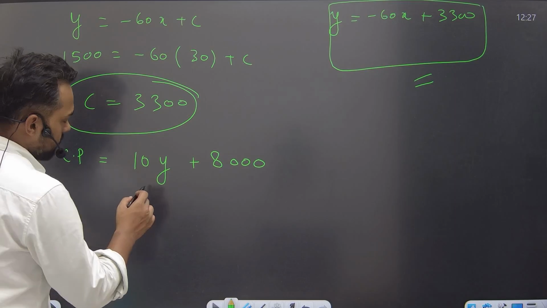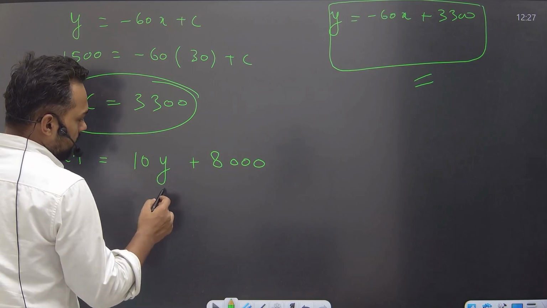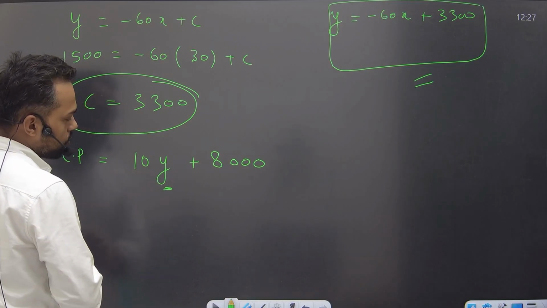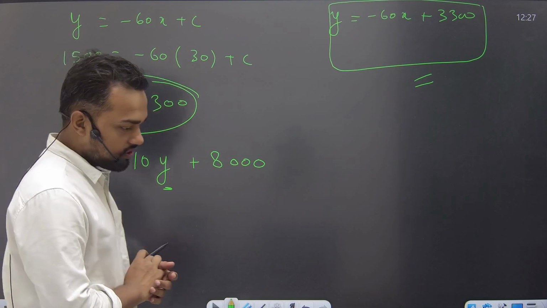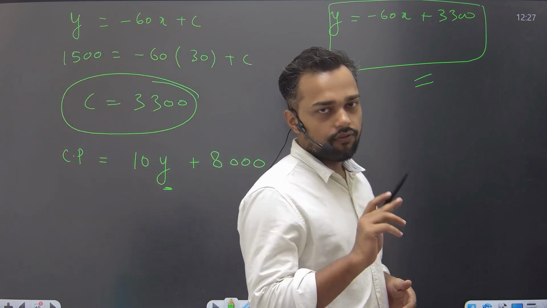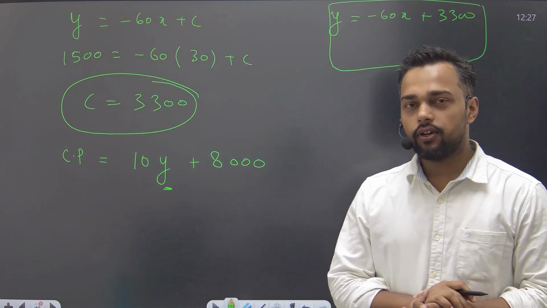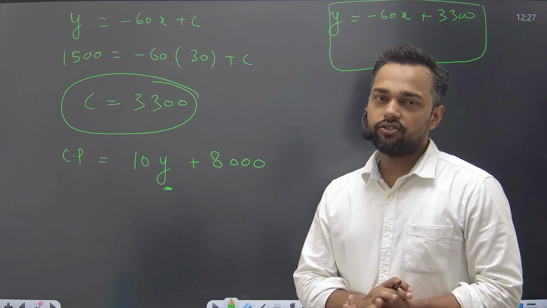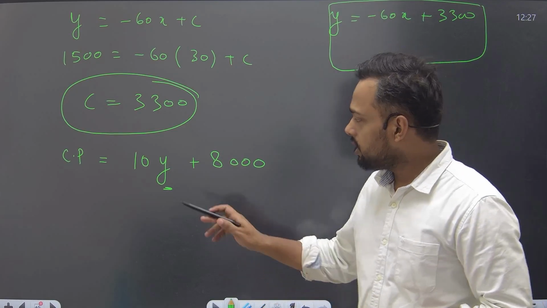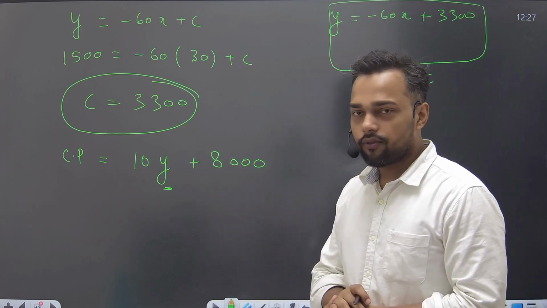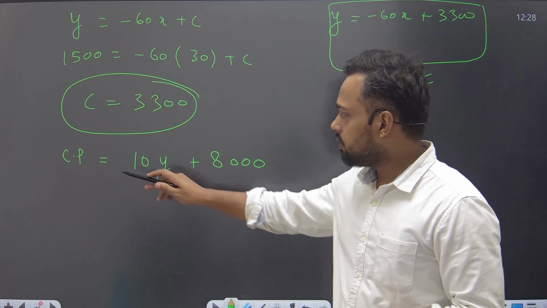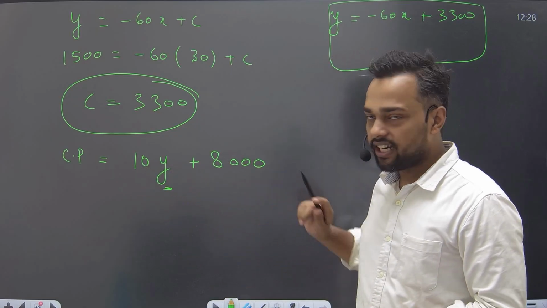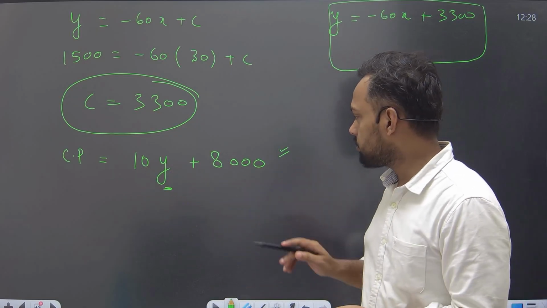I'll explain it again. The number of toys is represented by y, and the making of one toy costs 10 pounds. So making y toys will cost 10y. So the cost price will be 10y plus the additional cost. So this is our additional cost.